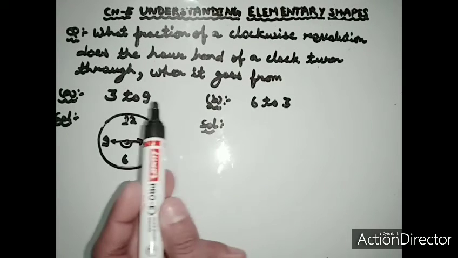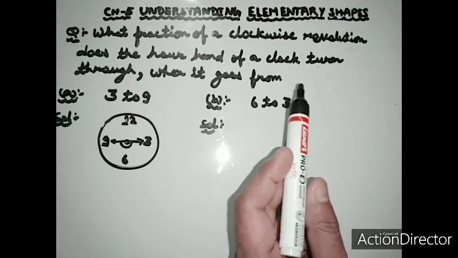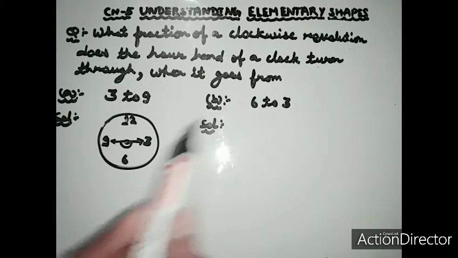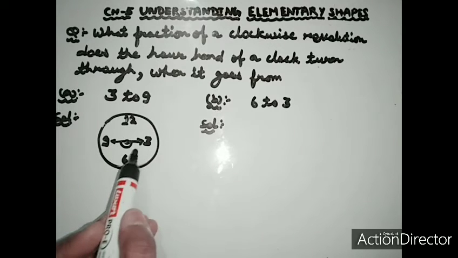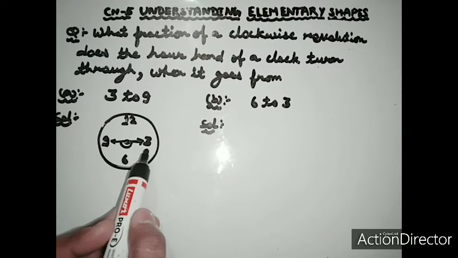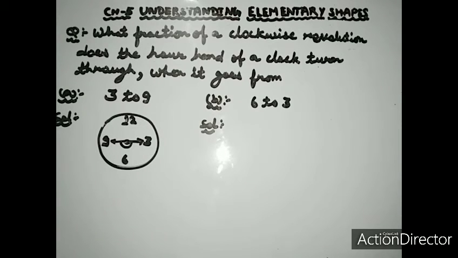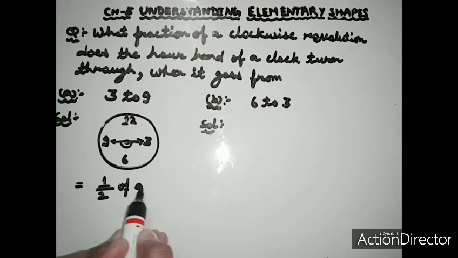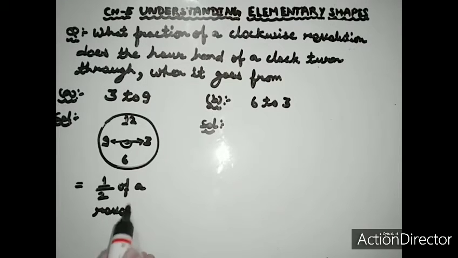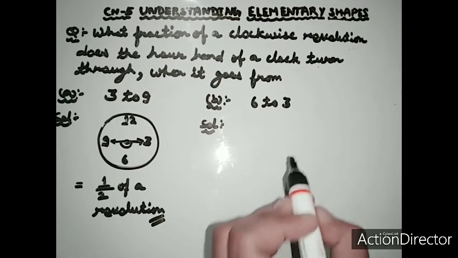What fraction of a clockwise revolution does the hour hand of a clock turn through when it goes from 3 to 9? So it's the hour hand and it moves from 3 to 9. The initial position is 3 and the final position is 9, and it moves 180 degrees. And you all know, students, that when the hand of a clock moves 180 degrees, it means it moves half of a revolution. Here we write half of a revolution, right?